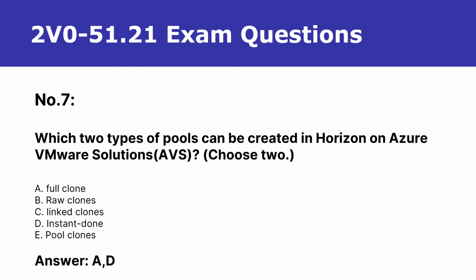Number 7. Which 2 types of pools can be created in Horizon on Azure VMware Solutions, AVS? Choose 2. A. Full clone. B. Raw clones. C. Linked clones. D. Instant clone. E. Pool clones. Answer A, D.